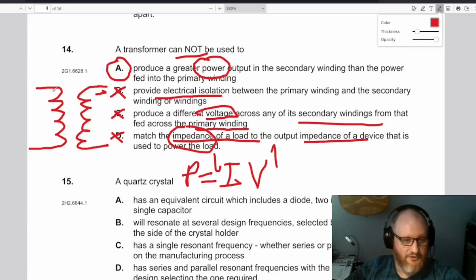And in reality, there is going to be some resistance in this wire, so the power that's being input, some of it's going to be lost as heat. Not all of it is necessarily going to be captured in the secondary, so there's going to be some losses there. And there's also going to be some resistance in this wire, so some of the power on the secondary coil is going to be lost as heat as well. But you're certainly never going to get greater power out on the secondary winding than the power fed into the primary winding. That's not the same as with the voltage or the current or the impedance, because you're trading that off for something else. So the answer here is A.